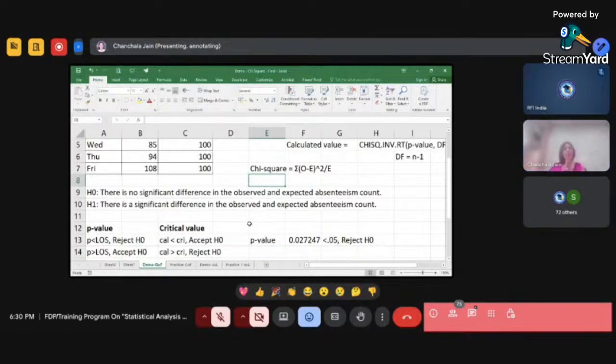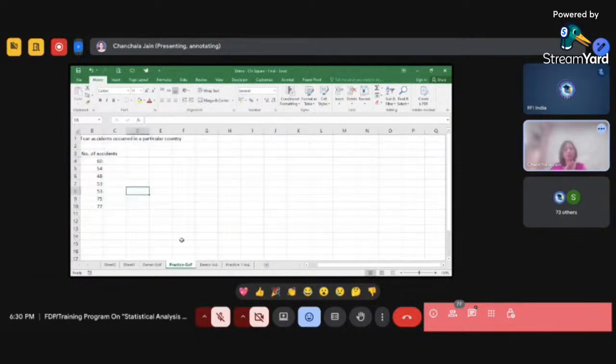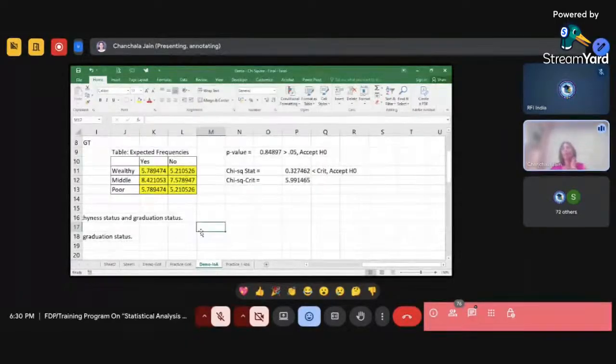Yes, ma'am. Fine. So friends, the next sheet, practice GOF, that is goodness of fit, is for you to use for your practice. I come to the demo of IOA, independence of attributes.